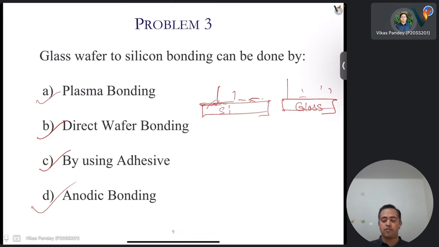Direct wafer bonding is the case where two different materials or wafers are brought together, and with pressure they will bond. Using adhesive is where some kind of adhesive is used. In anodic bonding, there is some current, some voltage being used.